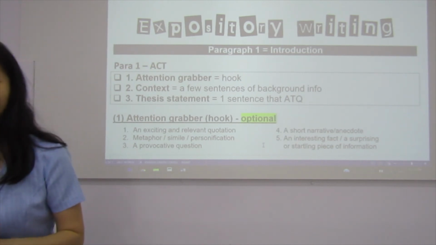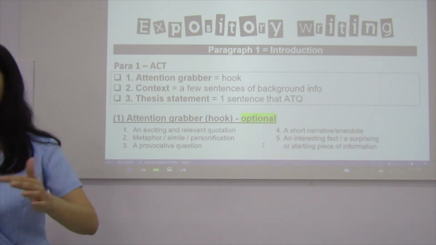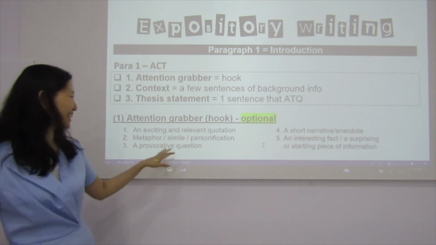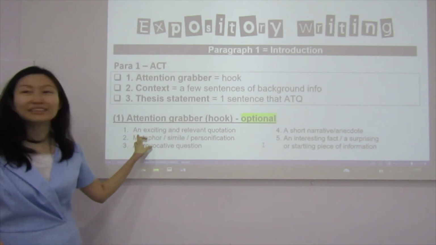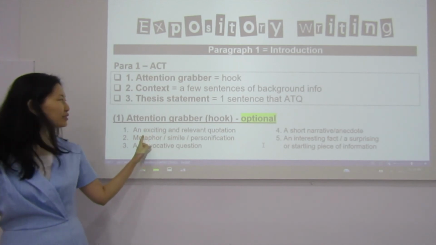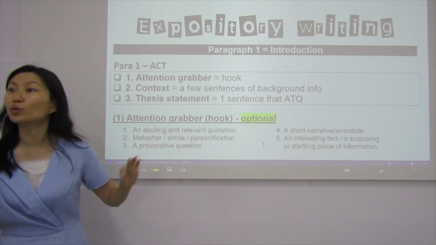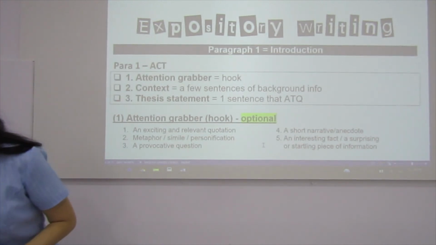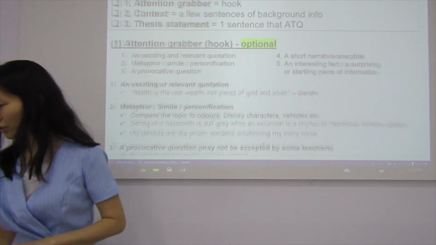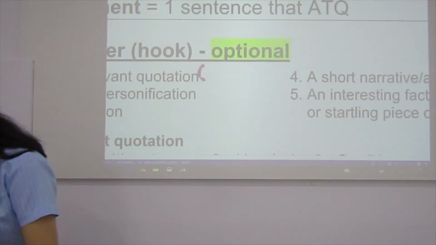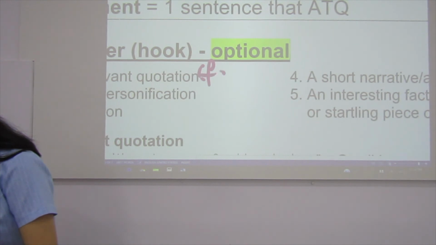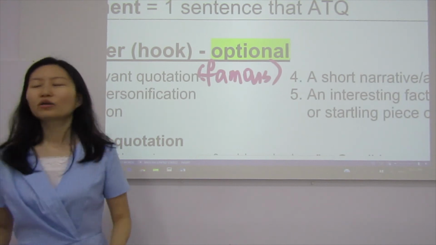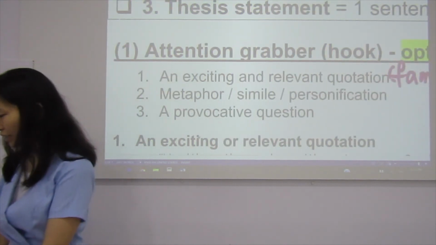So what's the good thing about writing an attention grabber? Your teacher will tend to give you a bit higher marks if you write a relevant A. Right, let's take a look at this. One of the ways is to use an exciting and relevant quotation. What's a quotation? We are talking about quotes from some famous person. A famous person's quote. That means a famous person actually said something.